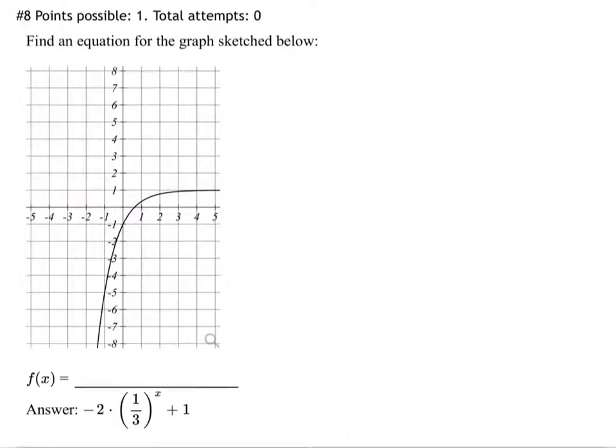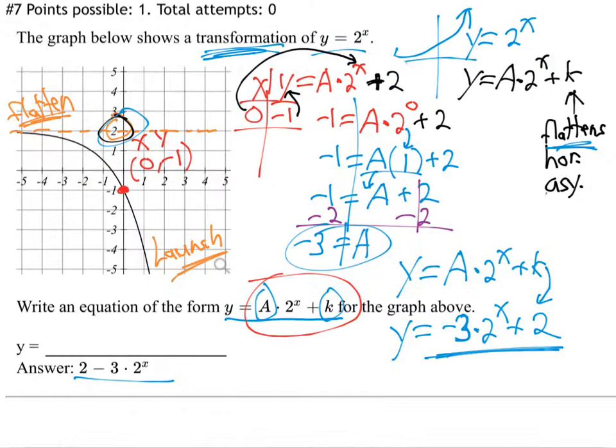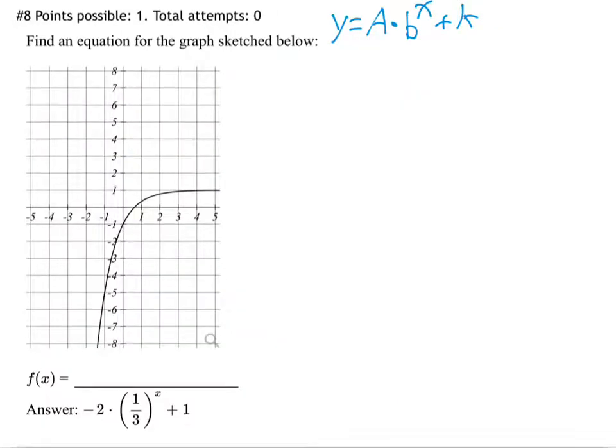All right, number 8. This would be the same thing, even a little more tricky. Same kind of thing. They want me to write the equation. Y equals a times, oh, and I don't even know what the base is, b to the x plus k. So we know less information this time than we had on that last one, right? Okay, so let's see, what are we going to do here?